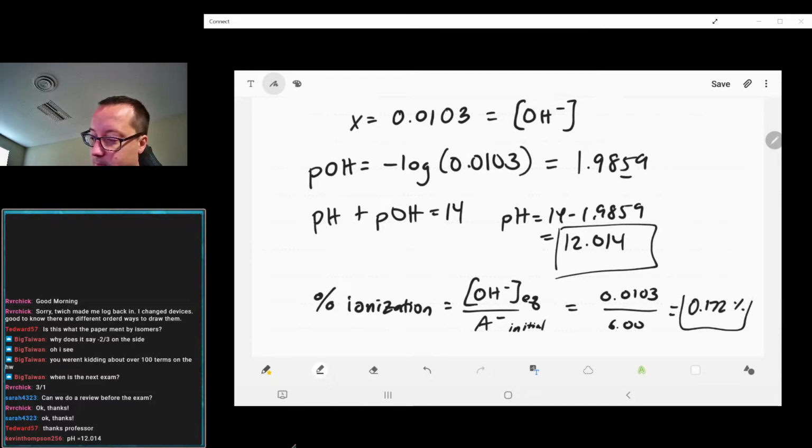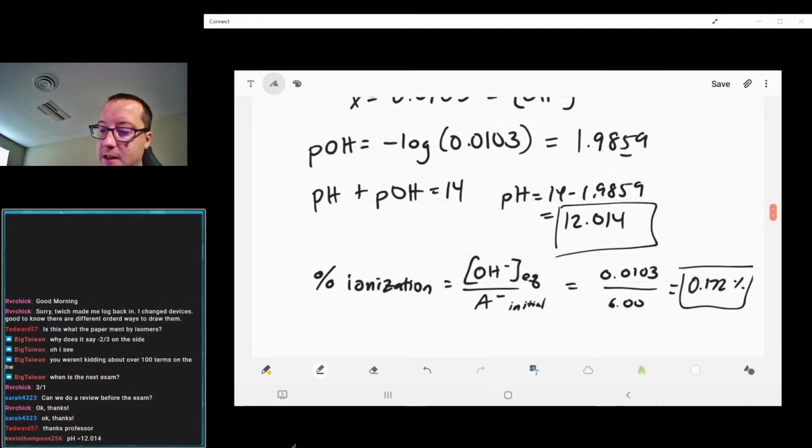But we can do exactly the same things with bases as we can with acids. We just use a different constant. Alrighty, any questions on that? Where's my tea here? Alrighty.